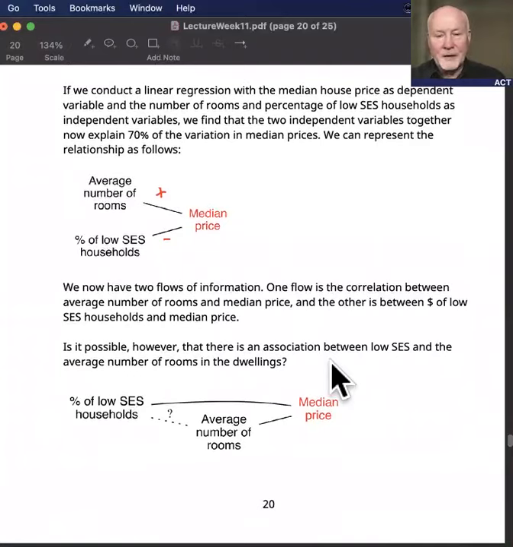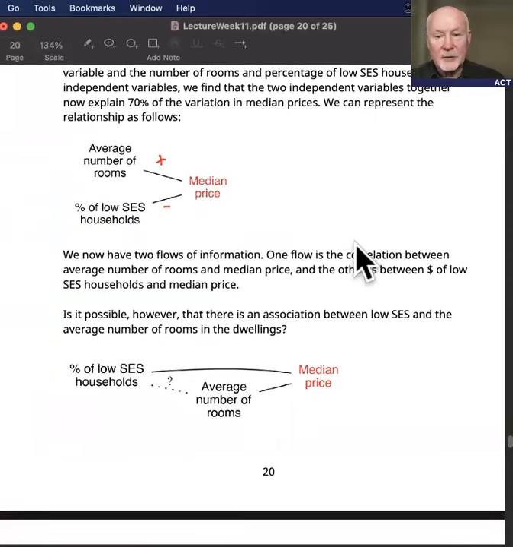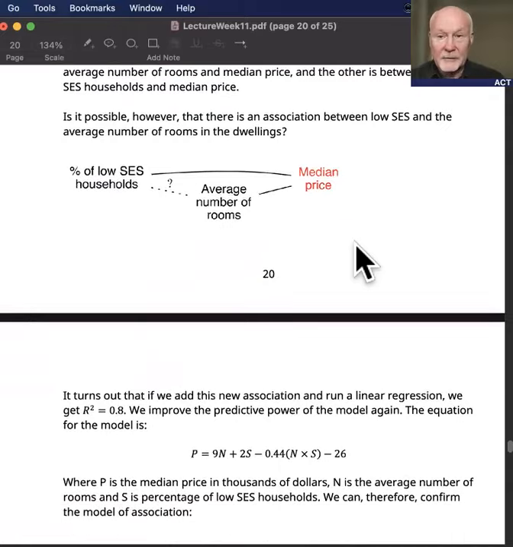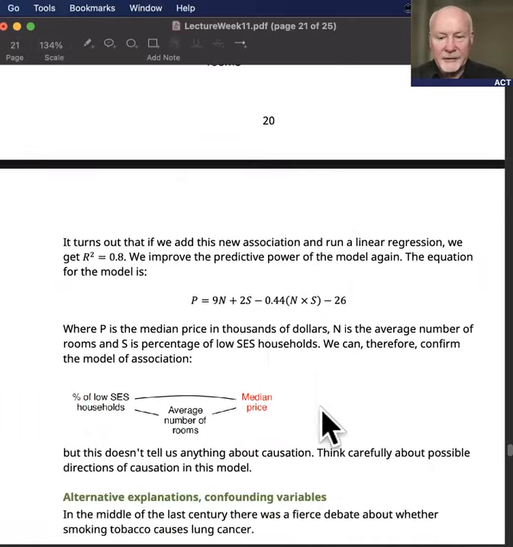Now, in terms of causation, we've now identified two factors or variables that might be causal, but things could get more complicated. So is there an association between low SES and the number of rooms in the dwelling? That's a good question. Well, we can test this. We can add it to the model. Without worrying too much about the mathematical mechanics of this, I have put the regression equation there if you're interested, but don't worry too much about the detail of that.